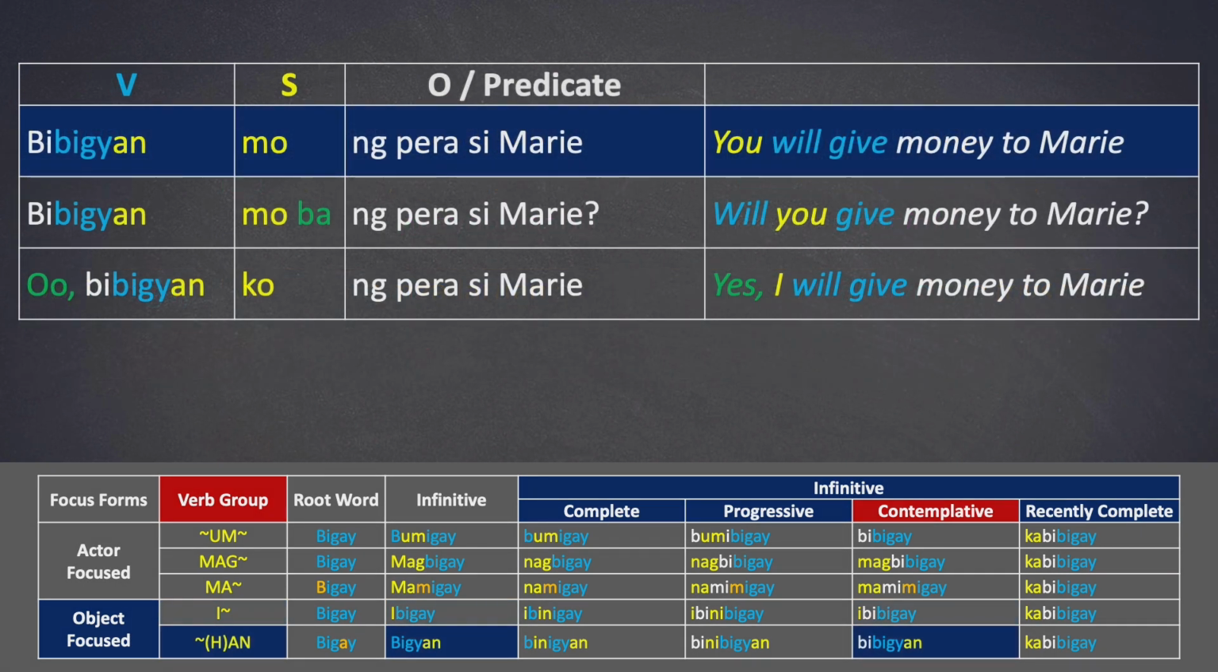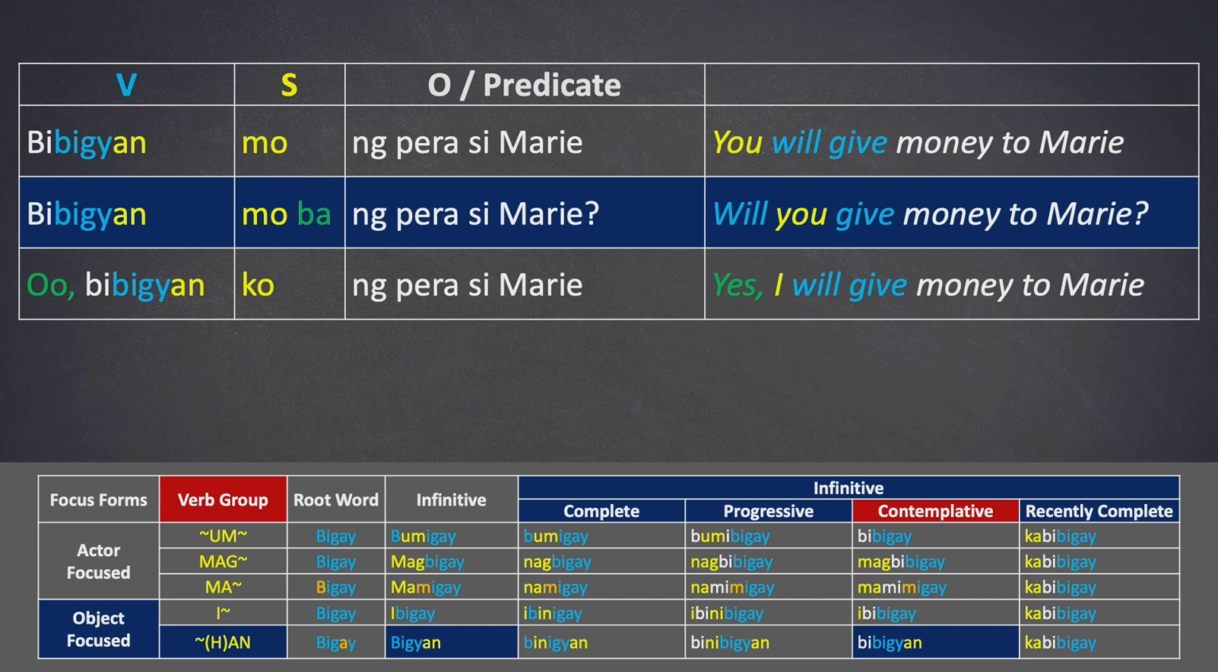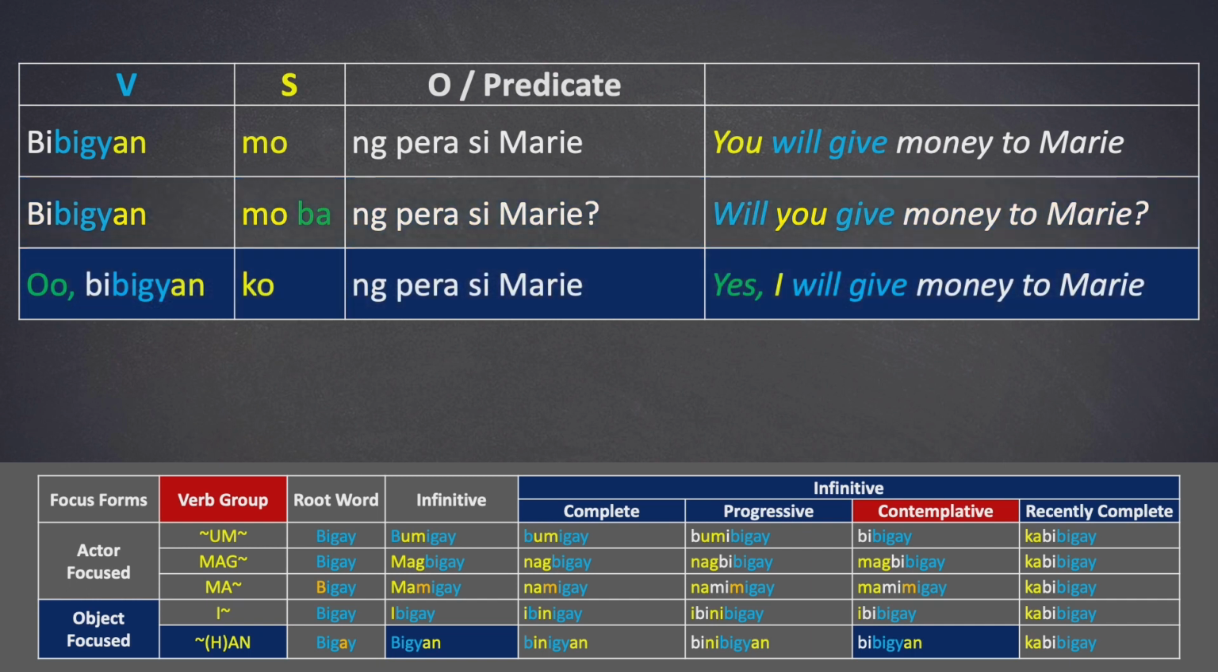Bibigyan mo ng pera si Marie. You will give money to Marie. Bibigyan mo ba ng pera si Marie? Will you give money to Marie? Oo, bibigyan ko ng pera si Marie. Yes, I will give money to Marie.